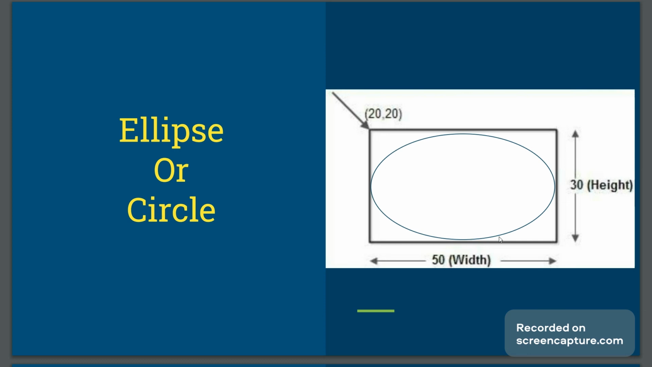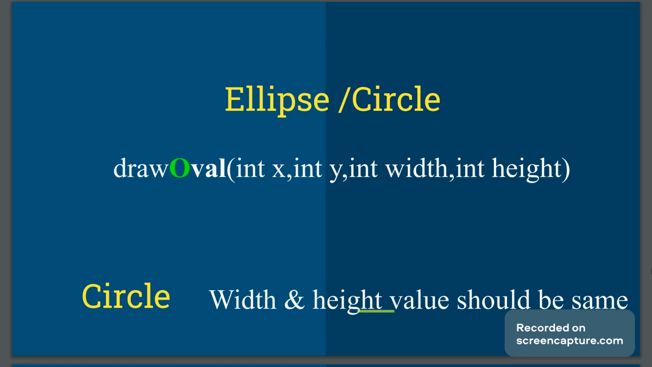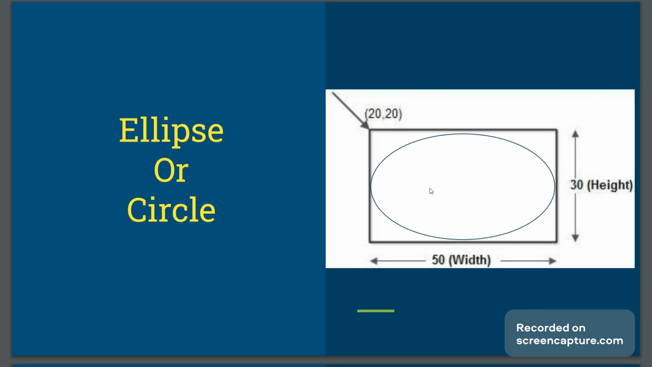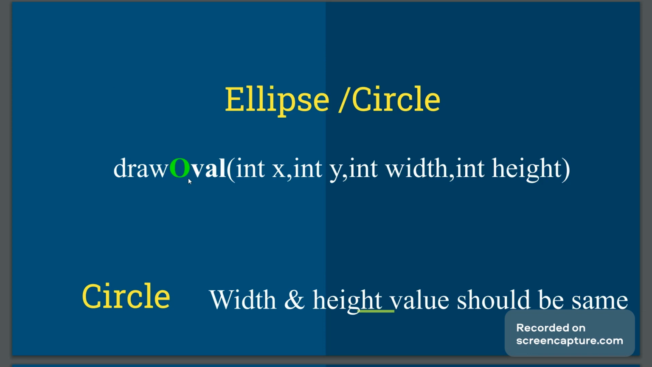And for a circle, we have to give the same width and height so that it will appear like a circle. For that, we have the method drawOval, with capital O, and the same coordinates: starting x, y, width and height. There is no separate method for drawing a circle in Applet. That can be drawn with the same method, drawOval. While giving the value of width and height, it should be the same.